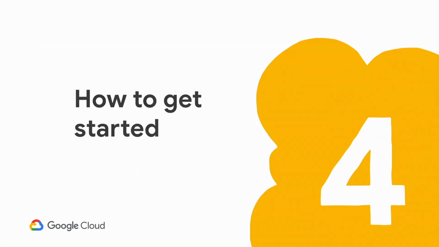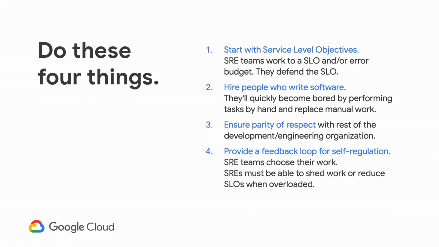So, how to get started? I recommend that you do these 4 things. Define an SLO, one SLO. If you don't have a measure of reliability, if you have no idea how reliable your service is, if you can't quantify it, you can't start at all. Right? It's okay to start simply. You need to hire people on your operations team who write software or upskill people on that team. It's not an either-or thing, you can do both.